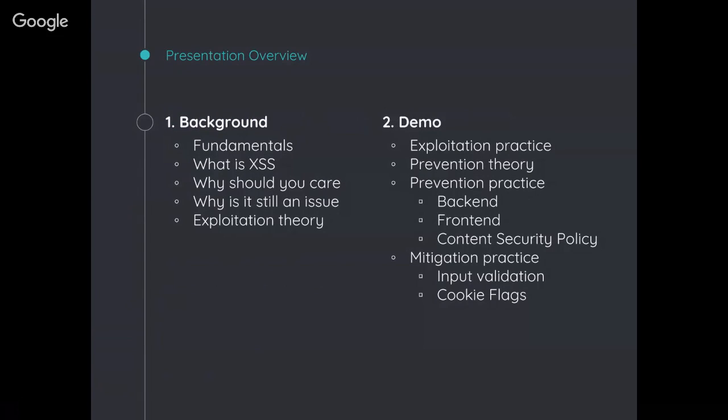So there's 2 sections to this talk. First of all, let's talk about the background. What exactly is this issue? Why is it an issue? What does it affect? Why should you care? And the year is 2017. Why is it still an issue? And then we can talk about how we can exploit it as an attacker, of course.